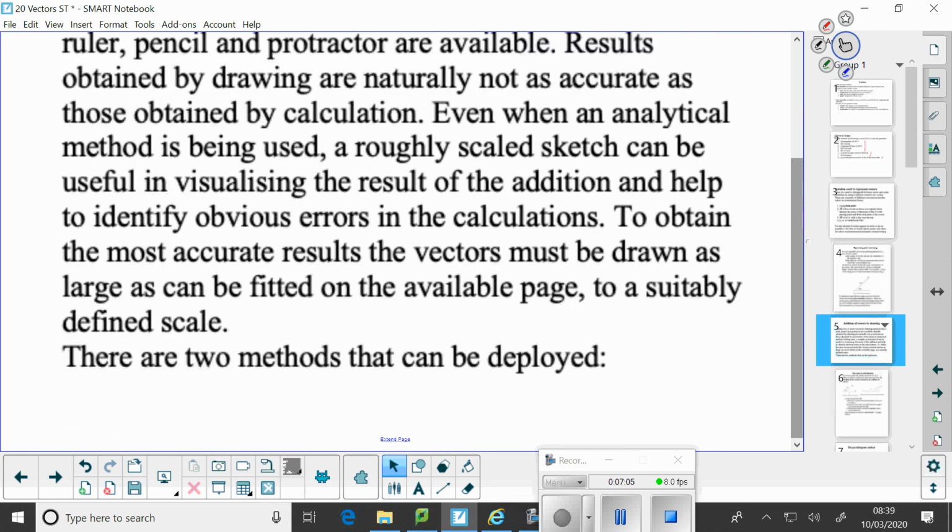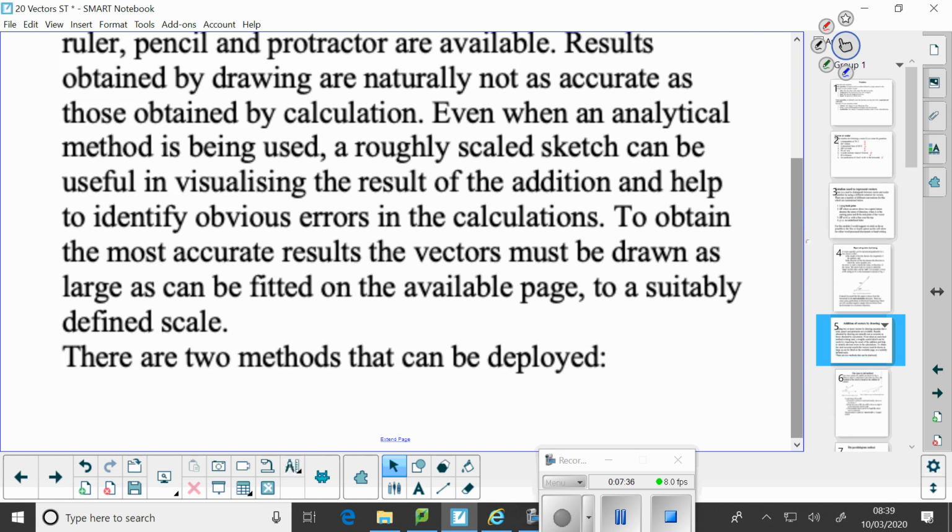Drawing a sketch, not to scale, is always useful in being able to just visualise the problem and the approximate result of adding those vectors together. That way you can identify if you've made a mistake with a positive or negative sign in your calculation.